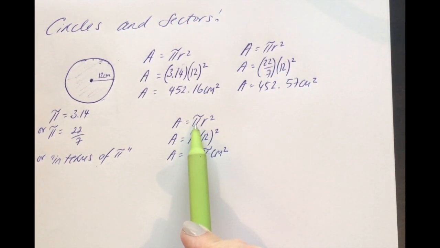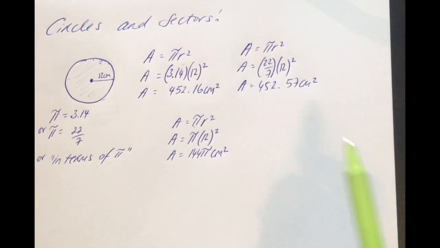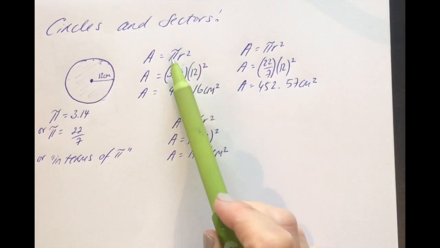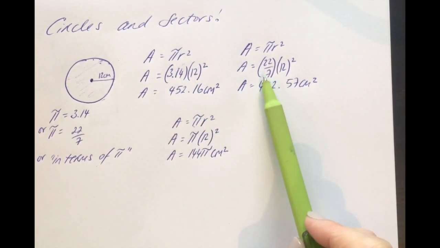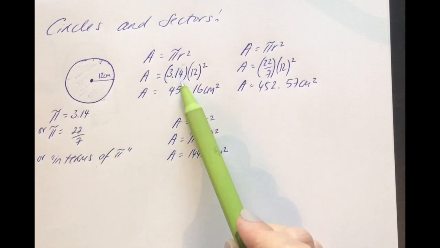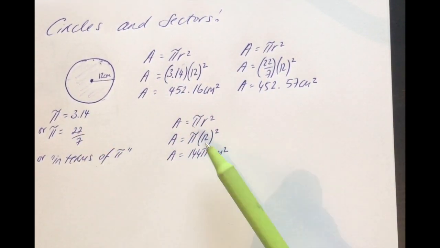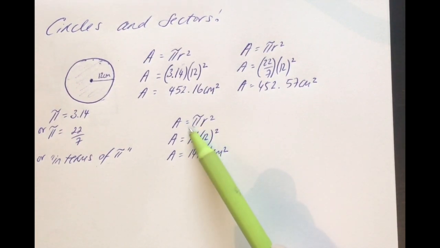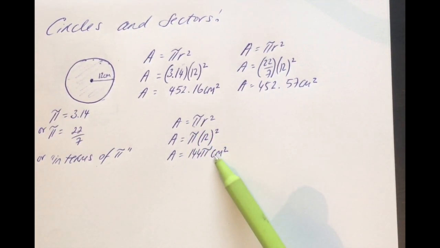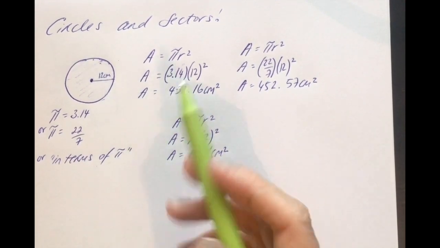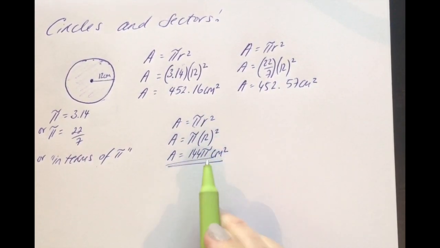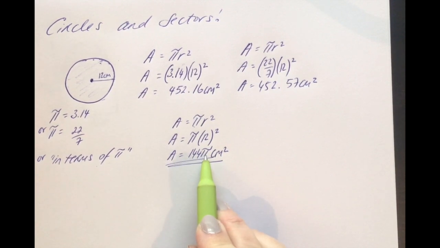So I would advise that if you are not given a particular specific approximation for pi, if they don't ask you specifically to use 3.14 or 22 over 7, I would use the pi button on the calculator and change it to decimal form if the question asks you for the answer in decimal form. But if it asks for it in terms of pi, leave it there like that with the pi in the answer, 144 pi centimeters squared.